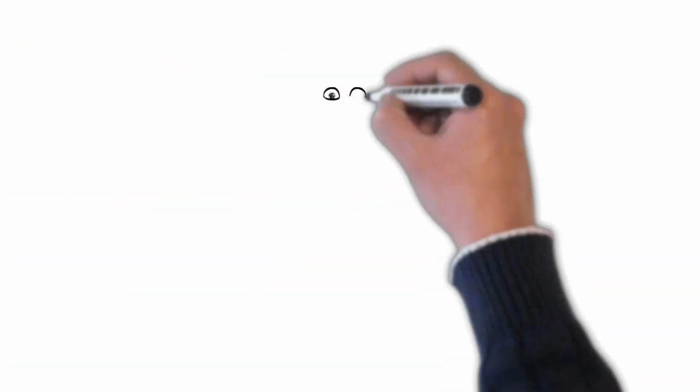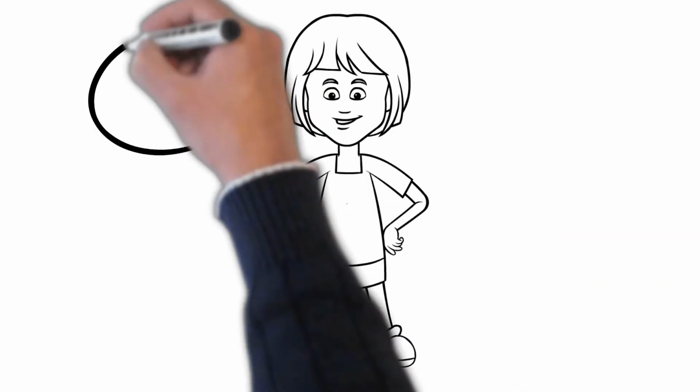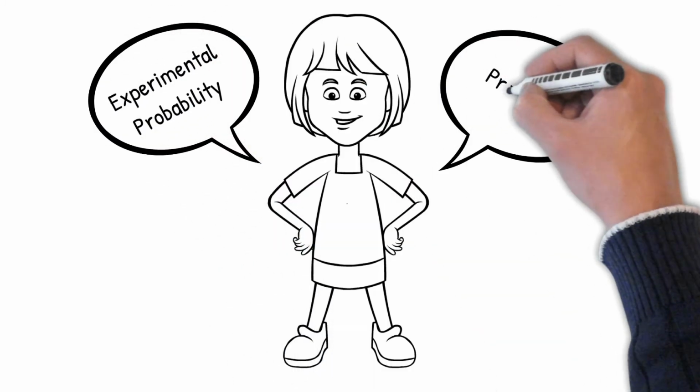Finally, we understand how to calculate the experimental probability and how to predict the results for higher numbers.